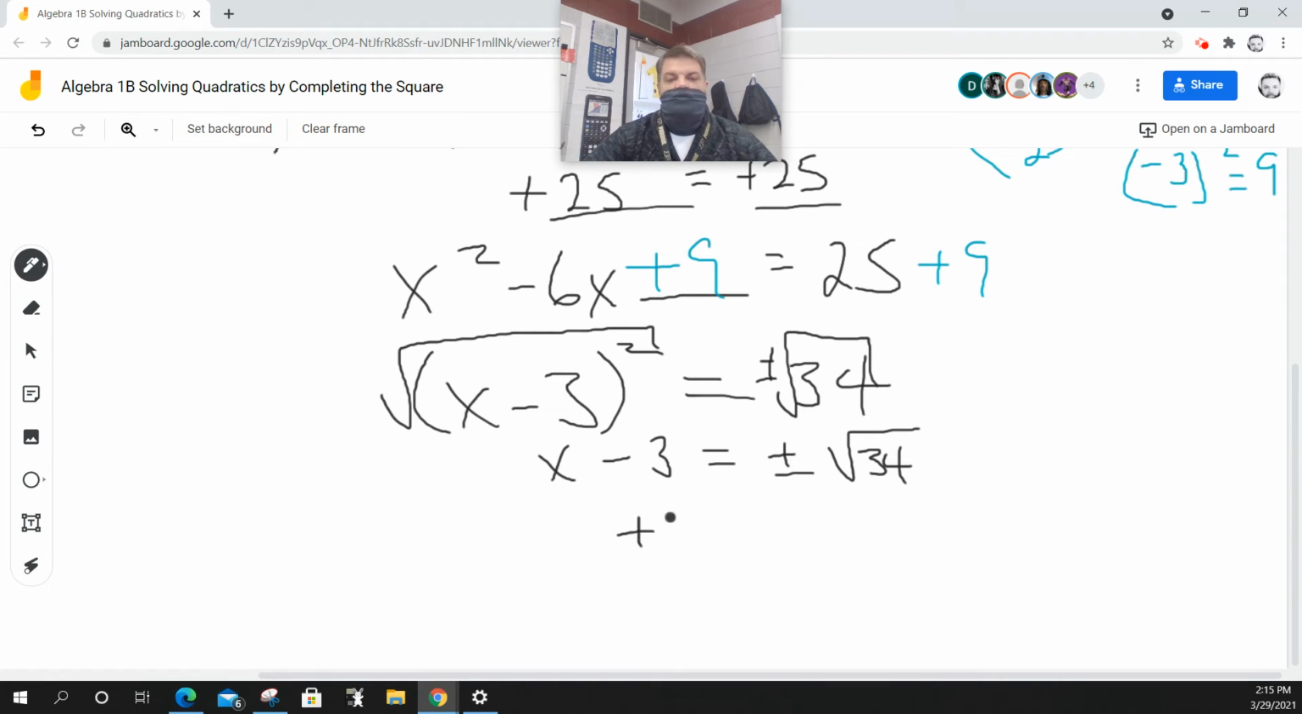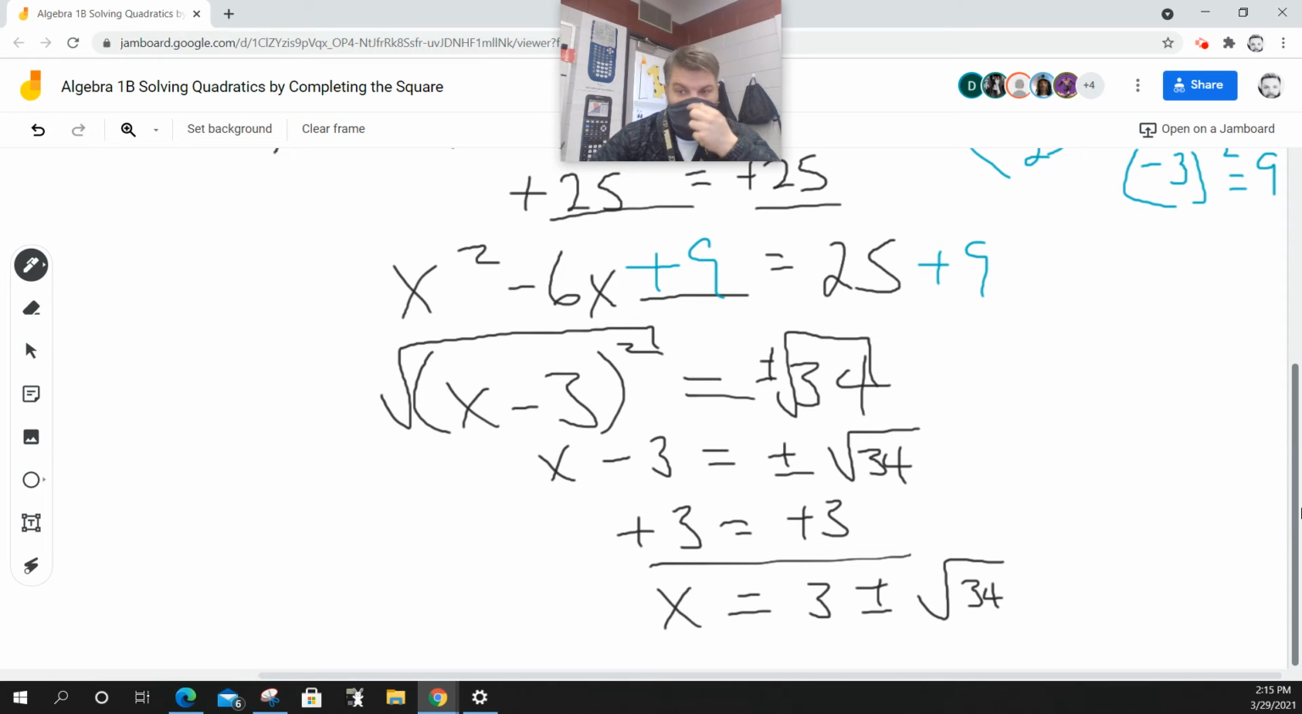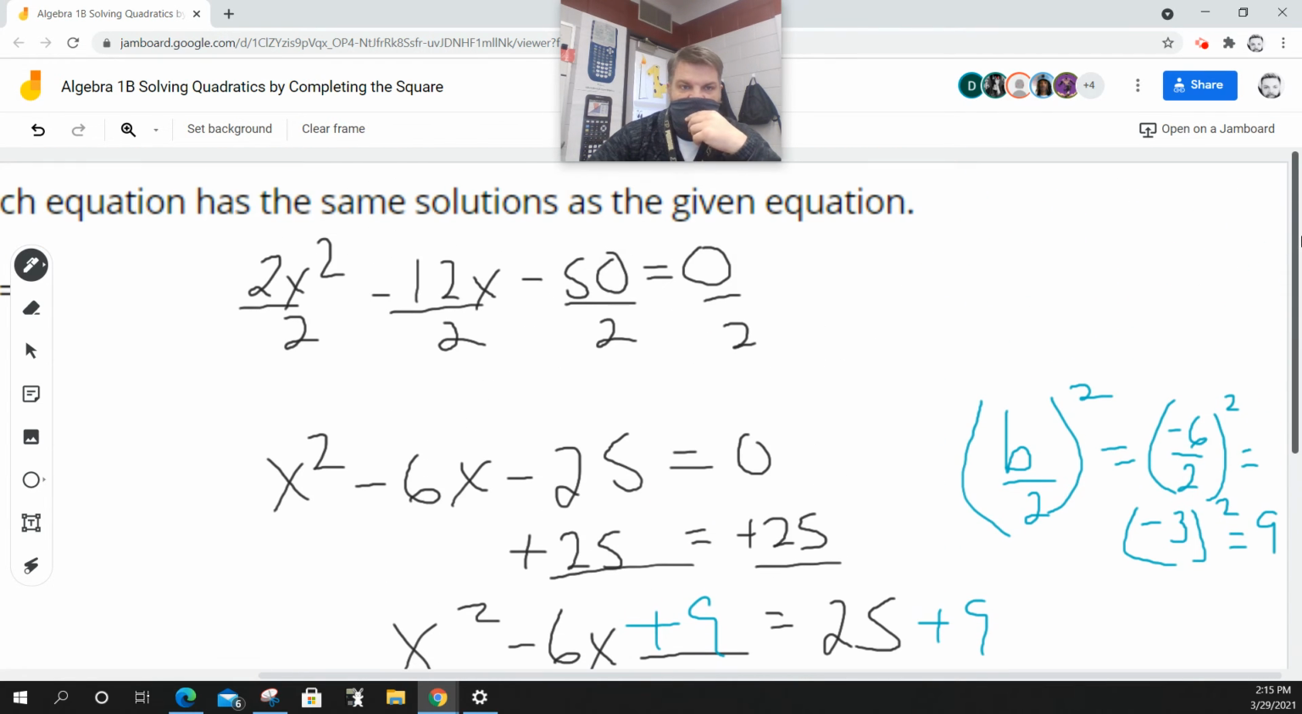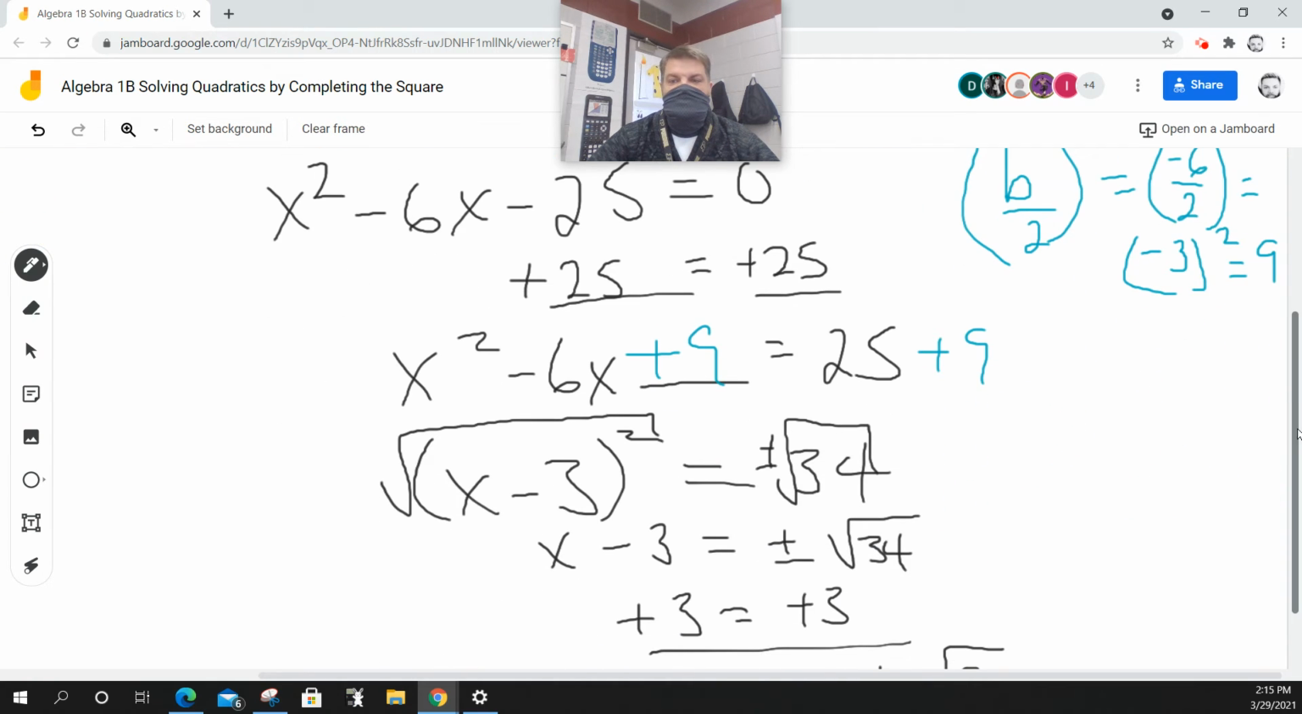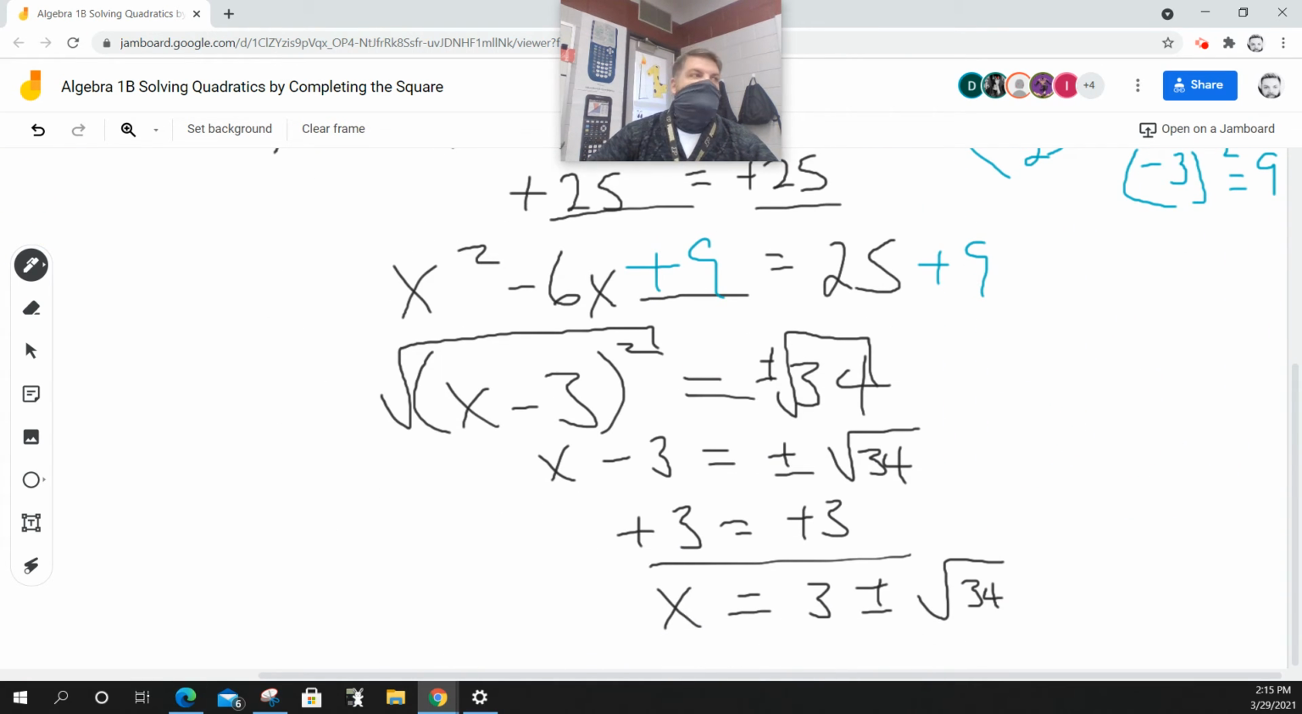So now I'm going to add 3 to both sides. And I get x equals 3 plus or minus the square root of 34. Now that's the answer. Let me double check and make sure I answered the question. It said, which one of these has the same equation as this? So there was a multiple choice question.